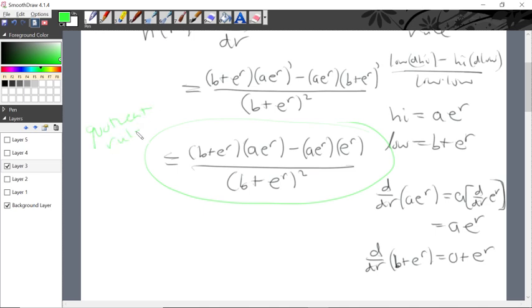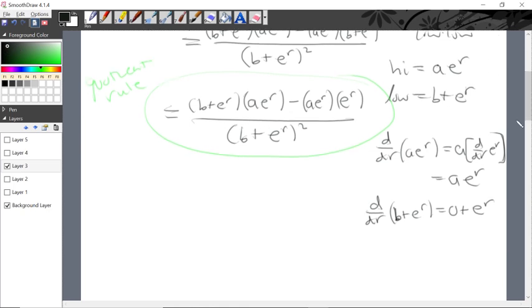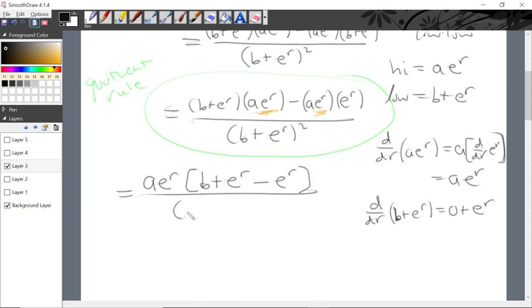We see all the individual components of the quotient rule. Now, for simplification purposes, how can we simplify this? Well, the numerator, let's look for some common factors here. We have a e to the r and another a e to the r over here. So I'll take out a e to the r, and that leaves behind in the first term b plus e to the r, and then minus, from the second term, we were left with an e to the r. And then the denominator is b plus e to the r, quantity squared.